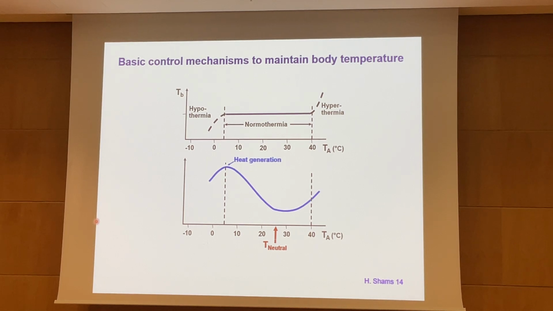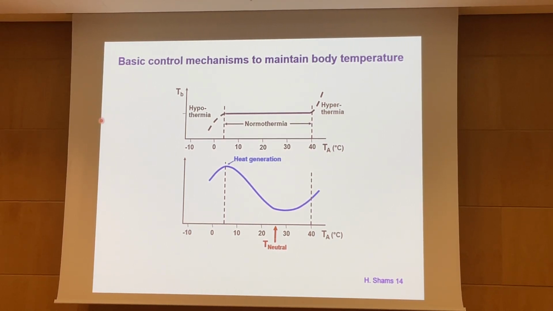What happens now? If the environment becomes colder, the heat dissipation becomes more because the environment temperature decreases. Then what should we do to keep the core temperature constant? We must produce more heat. What we do is the heat generation increases. It increases so much that it compensates for heat dissipation, so that the body temperature remains constant.